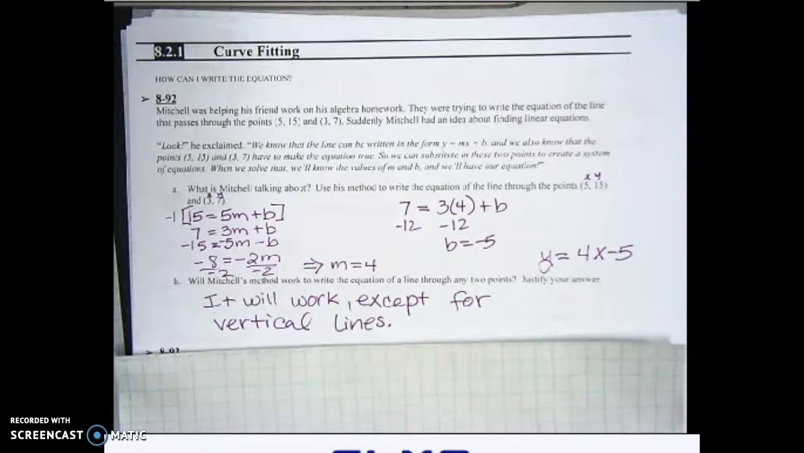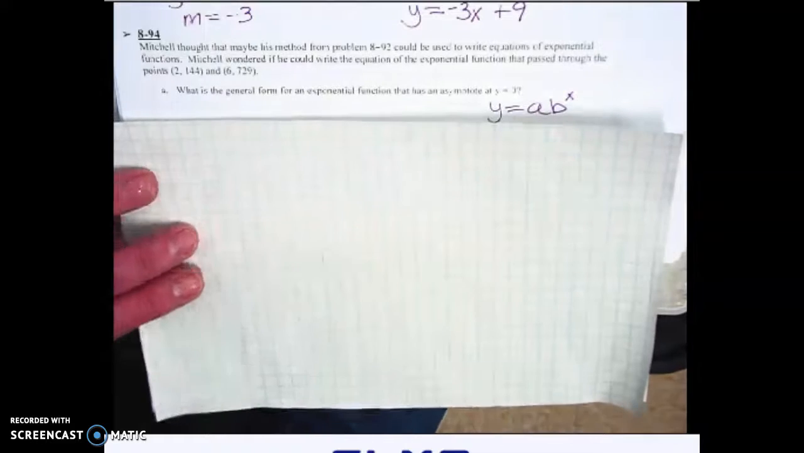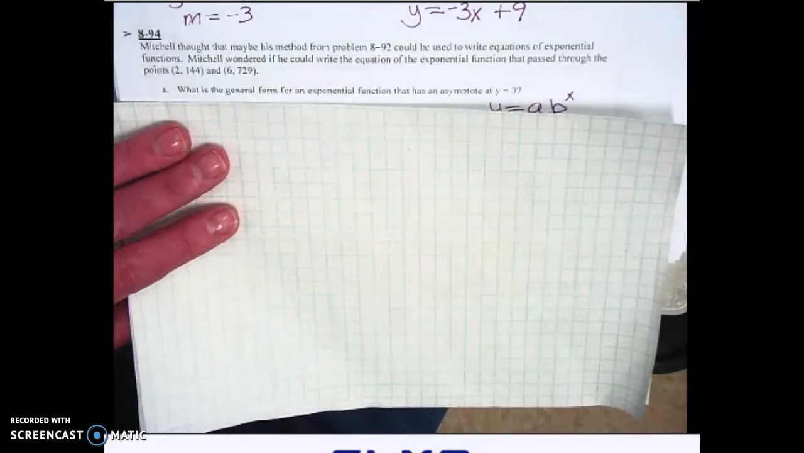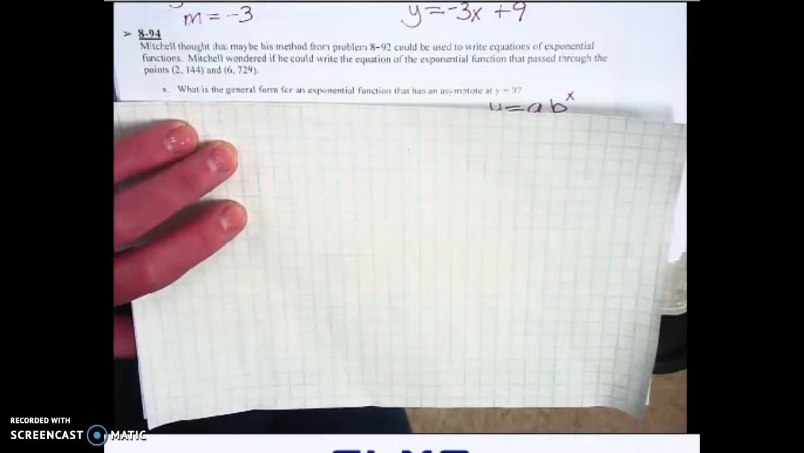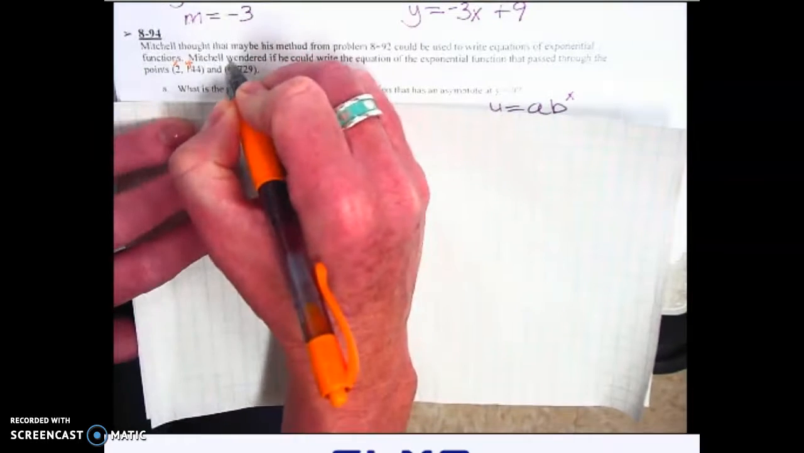And we're going to jump down to question 94. All right, so question 94 says, Mitchell thought that maybe his method from problem 92 could be used to write equations of exponential functions. Mitchell wondered if he could write the equation of the exponential function that passed through the points 2, 144, and 6, 729. So guess what we're going to label these 2 points? X and Y, right? So this one's our X, this one's our Y, this one's our X, this one's our Y.